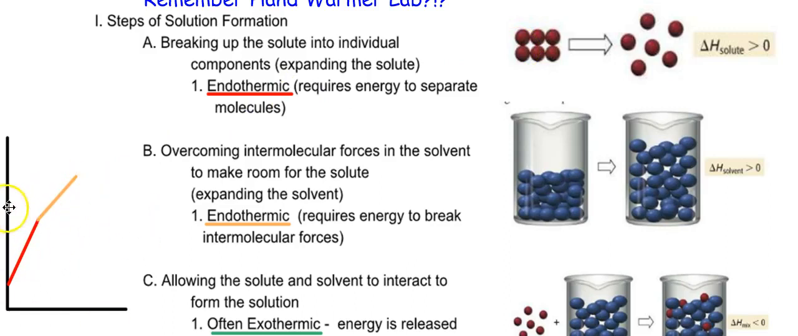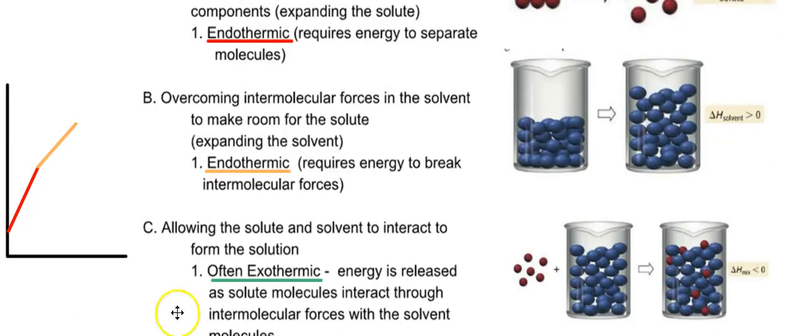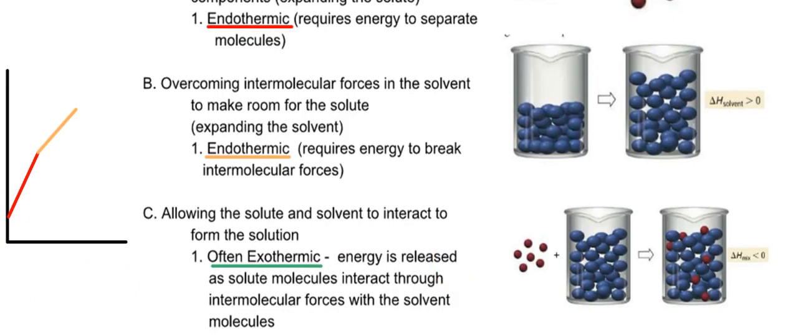Well, then what? All right, you have to allow the solute and the solvent to interact to form a solution. This is often exothermic. Energy is released as these solute molecules interact through the intermolecular forces with the solvent. So now that the solvent has been separated, the solute can slip into some of these holes there. It's like two magnets come together, wham, all right? The magnet is releasing energy in a sense when they come together. So it's exothermic, okay?